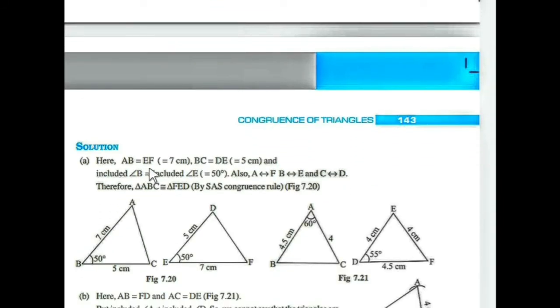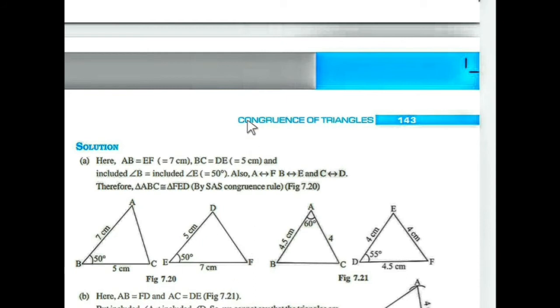Here AB equal to EF equal to 7 cm, BC equal to DE equal to 5 cm, and included angle B equal to included angle E equal to 50 degrees. Also A corresponds to F, B corresponds to E and C corresponds to D. Therefore, triangle ABC is congruent to triangle FED by the SAS congruence rule. So, let us see ABC, this 50 degrees is the included angle in the middle. Included means the angle between the two given sides. Okay. So, triangle ABC is congruent to triangle DEF.